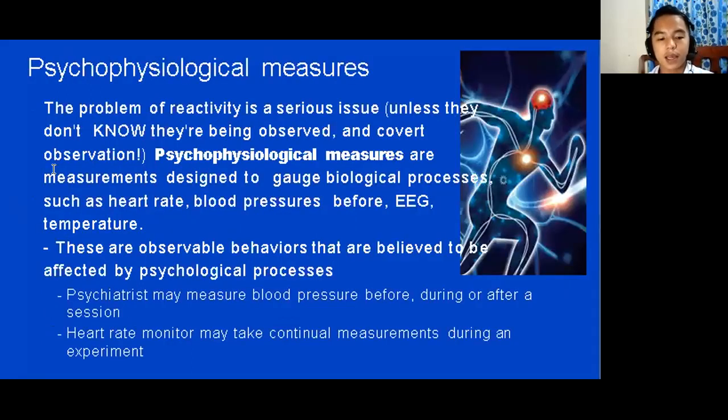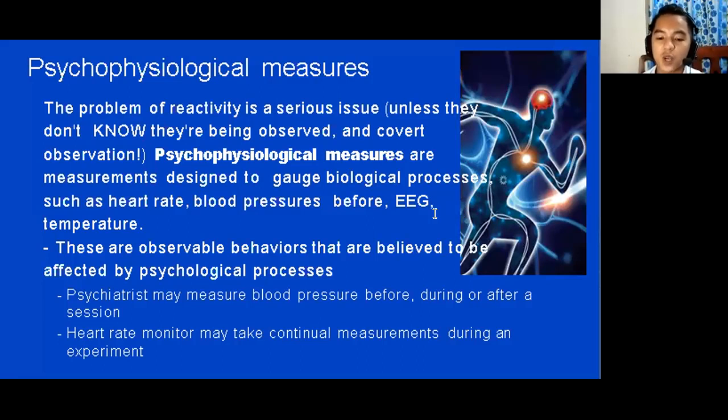So next is the psychophysiological measures. The problem of reactivity is a serious issue. I will discuss more on the reactivity along the way. Since we cannot fake our bodily processes, say for example, if our client is truly stressed, but he or she denies that he is stressed, and it is not visible in his physical aspect that he or she is stressed.